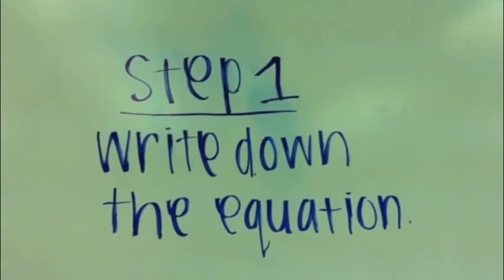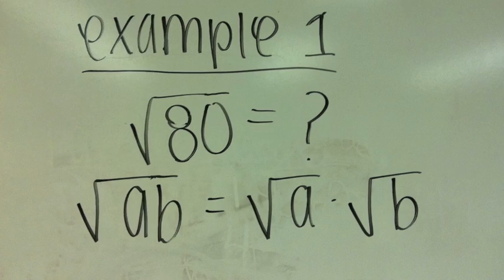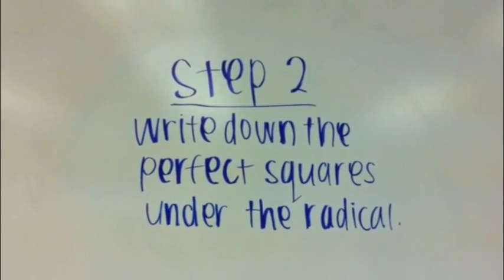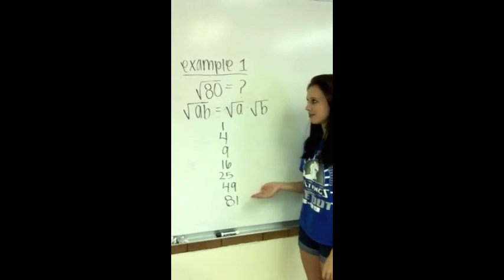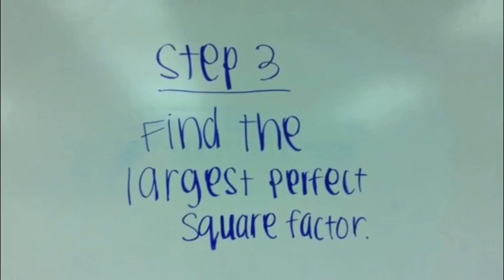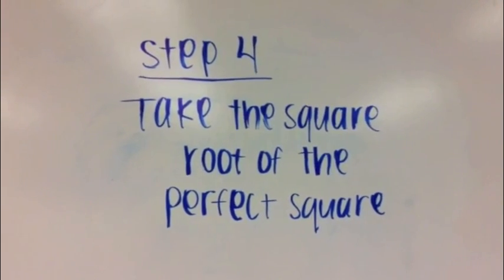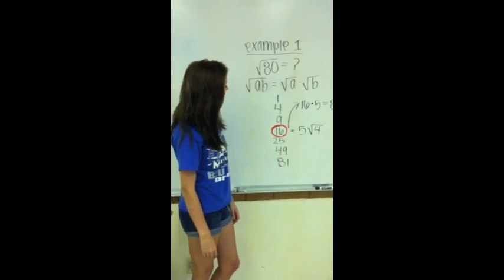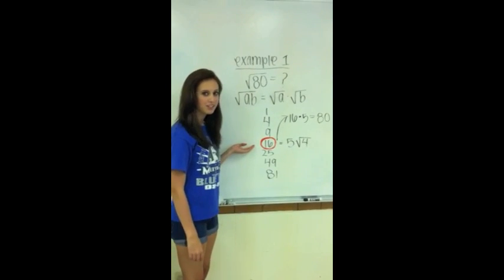This is the second way. Step 1, write down the equation. Step 2, write down the perfect squares under the radical. Here we wrote down all the factors up to the number under the radical. Step 3, find the largest perfect square factor. Step 4, take the square root of the perfect square. Here we chose 16 because it is the largest perfect square factor that can go into 80.